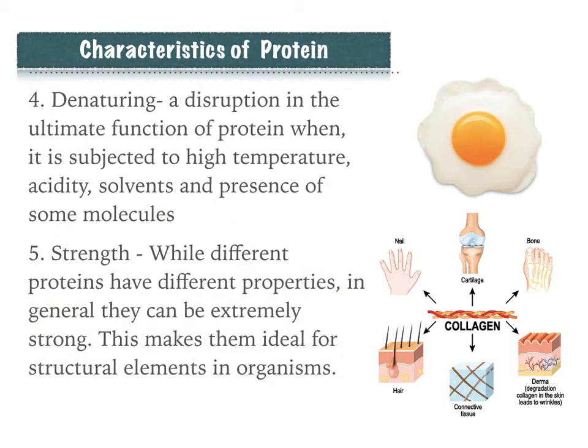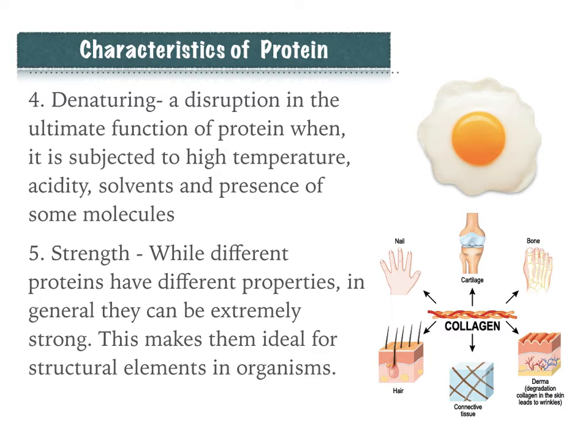Characteristics of protein. Denaturing. It is a disruption in the ultimate function of protein when it is subjected to high temperature, acidity, solvents, and presence of some molecules. An example here is the frying of egg. The albumin curdles and it thickens because it was exposed to high heat and oil.